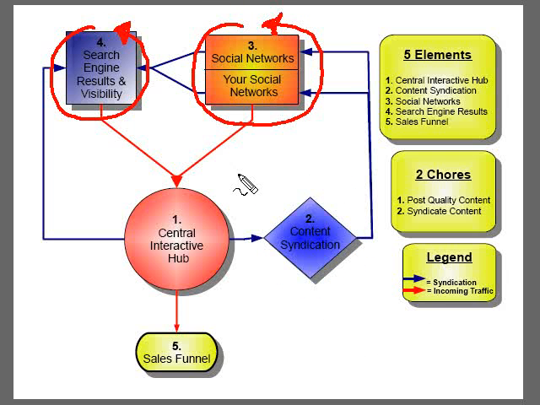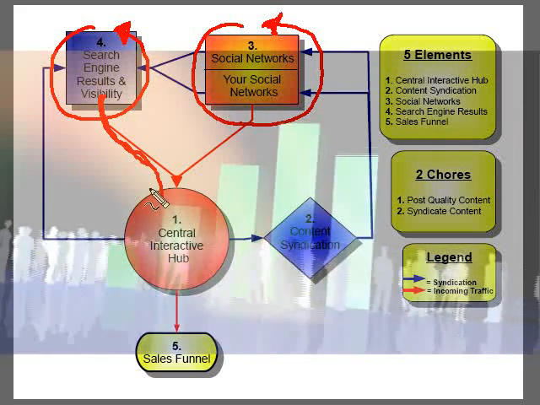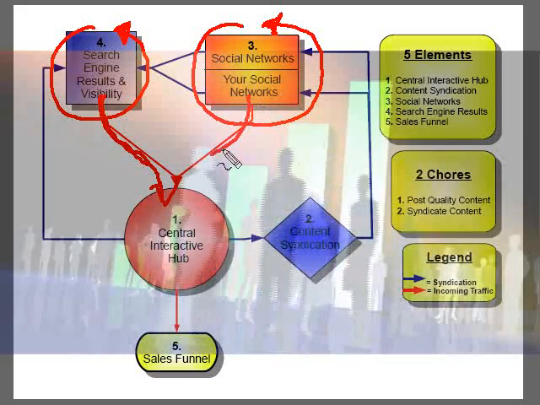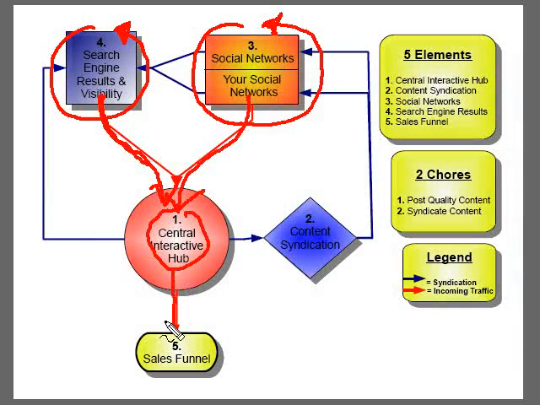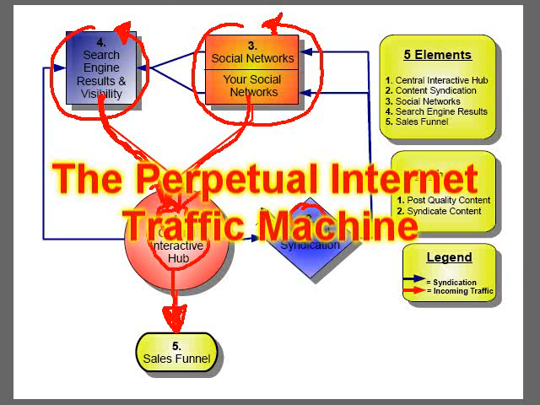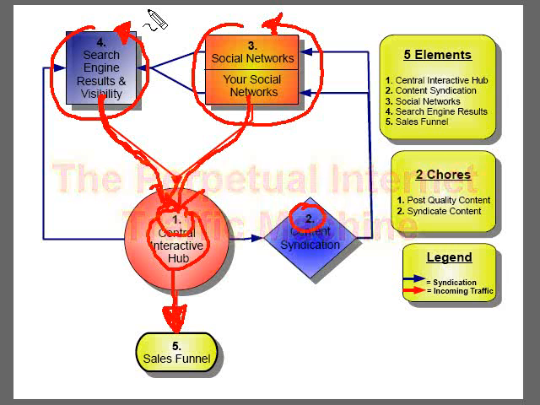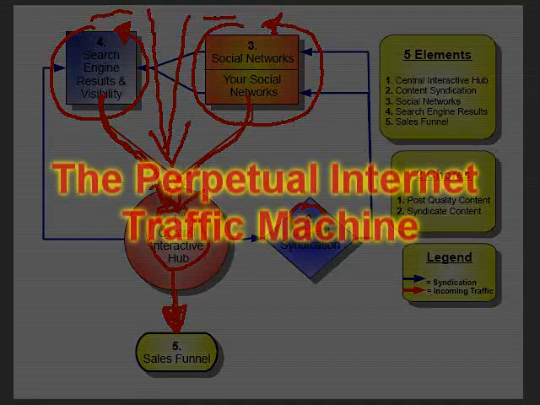equation. This is a perpetual and ever-increasing cycle on both sides that works to constantly deliver new, fresh, targeted traffic to your central hub. And of course, your central hub works to deliver new prospects to your sales funnel process. So by focusing on two chores, you successfully build what we call the perpetual internet traffic machine that delivers new, fresh, quality traffic to your central hub from two different sides of the internet marketing equation.